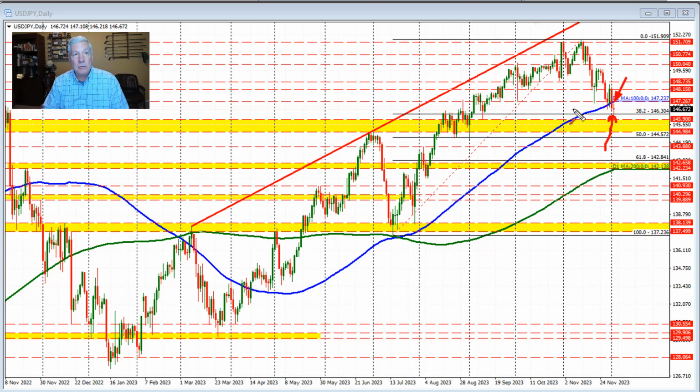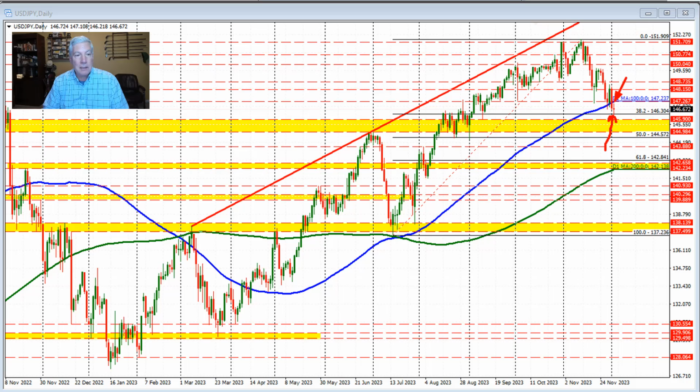So we are sort of ping-ponging in between the 38.2% retracement, give or take, and the 100-day moving average on the top side, 146.30, 147.23, about 97 pips, or 93 pips, I should say, from the low to the high. And we'll see if the market can break out of that range. We are currently trading right in the middle of that trading range.